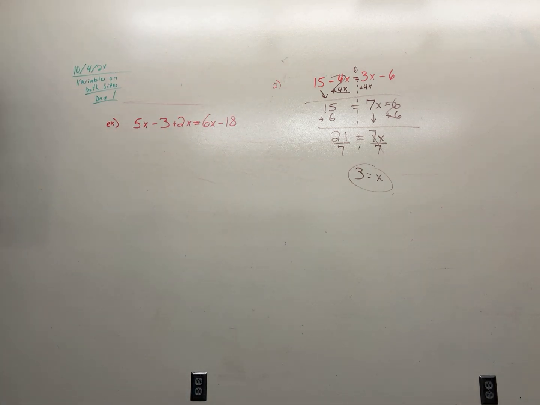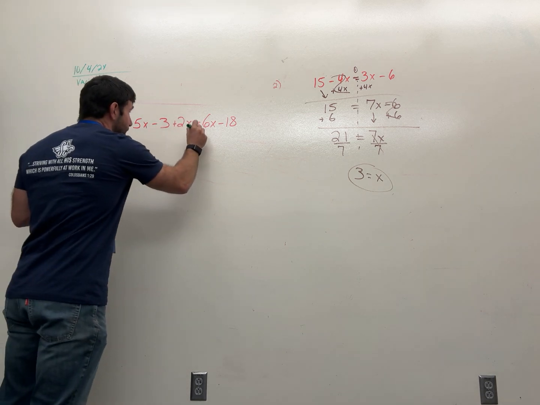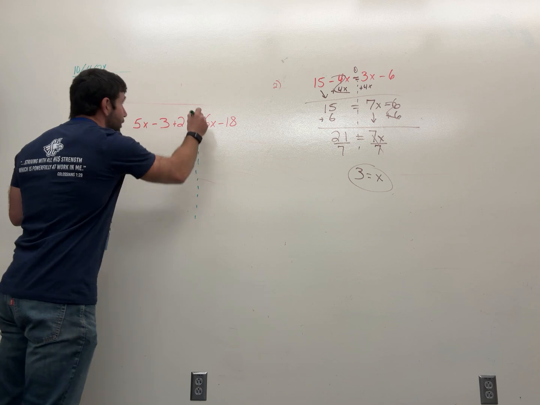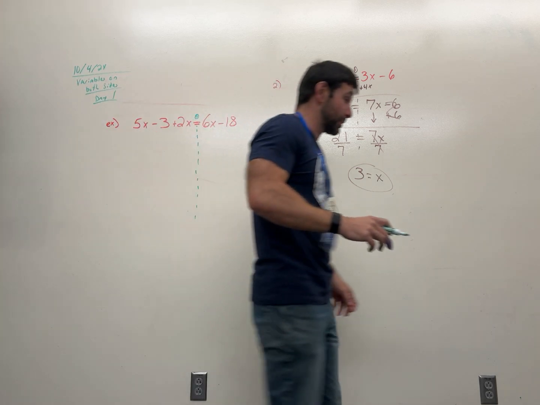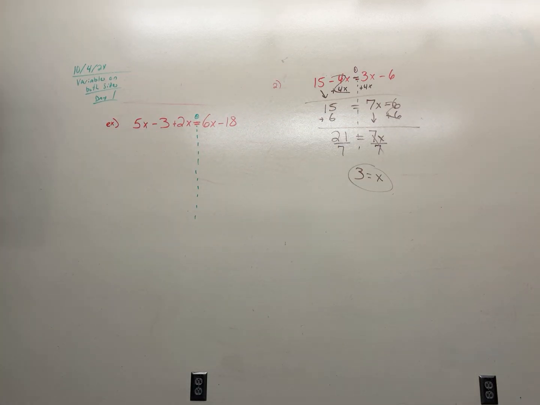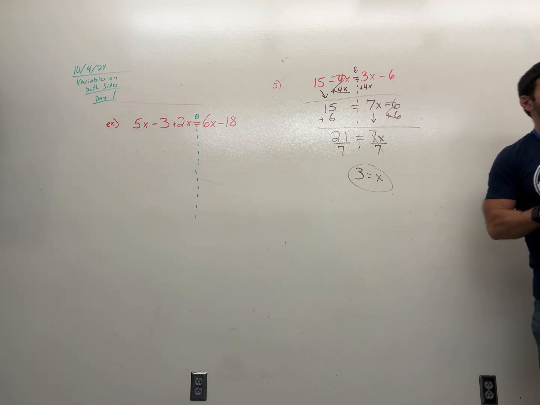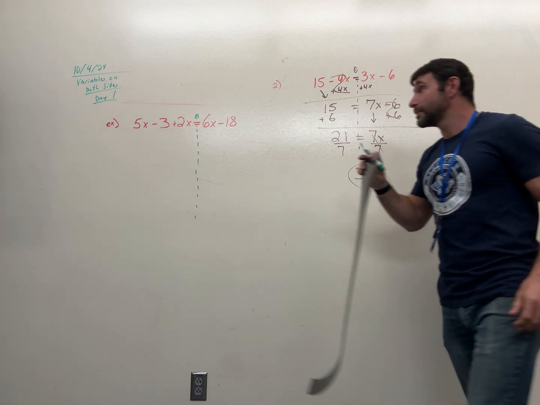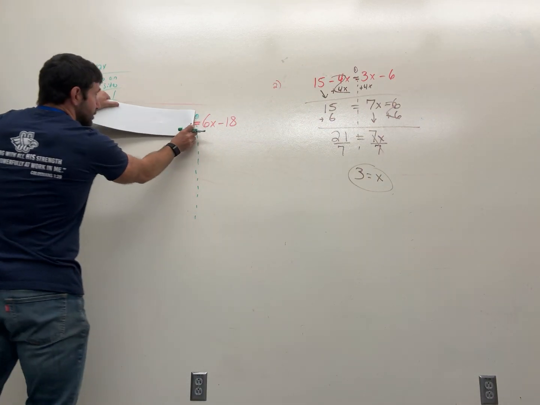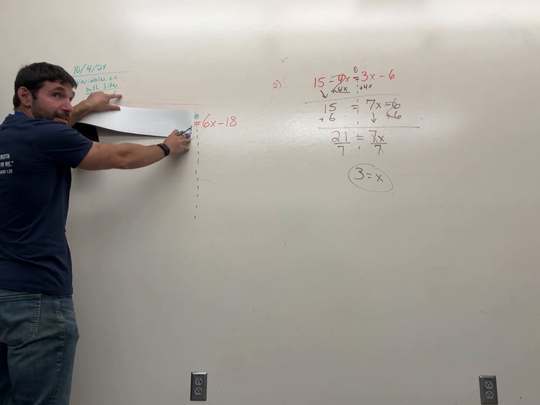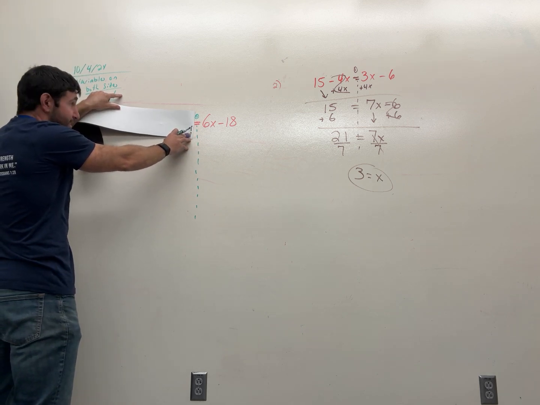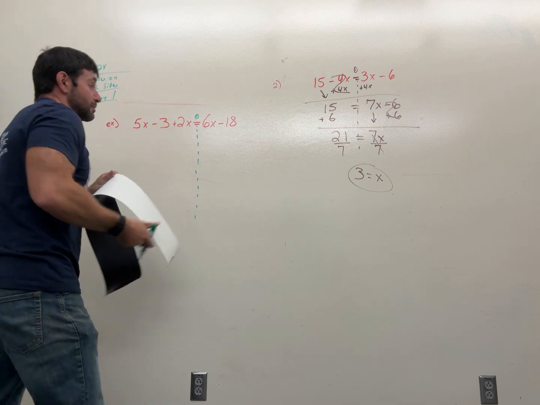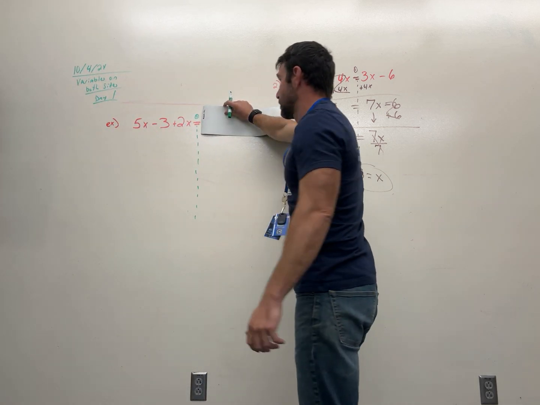Okay, step 1. Always find the balance point. And the harder these equations get, the more important that's going to be. Step 2, distribute. Is there any distributing? No. There's no parentheses. Can I combine anything on this side? 6x minus 18? No. What about on this side?